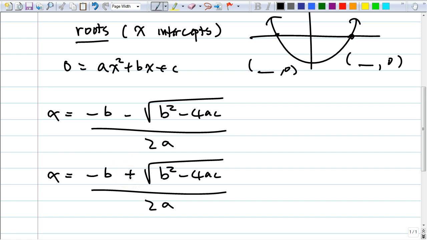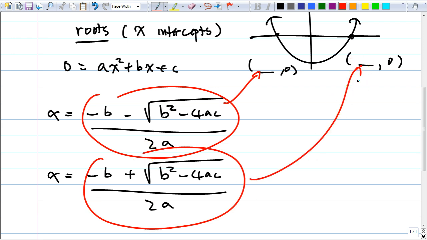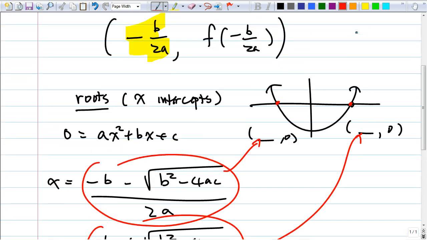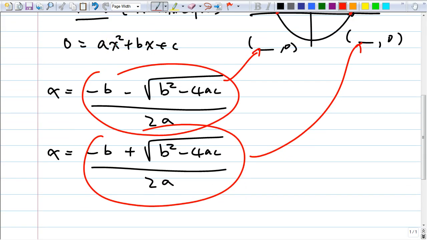So we get two solutions. This one goes here, and this one goes here. Those are the x-coordinates of those points, which happen to be our x-intercepts, which are your roots. So where does that negative b over 2a come from? Well, some of you noticed that, wait a minute, that part is in the quadratic formula, without the square root of b squared minus 4ac. Yeah, that's a good observation. So where do we get that from?